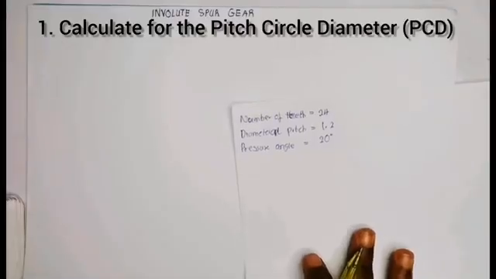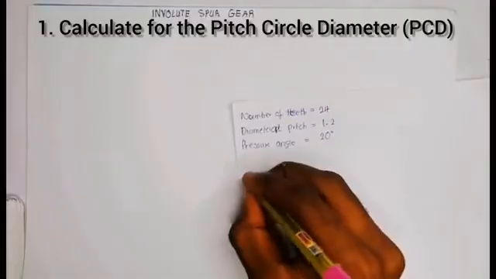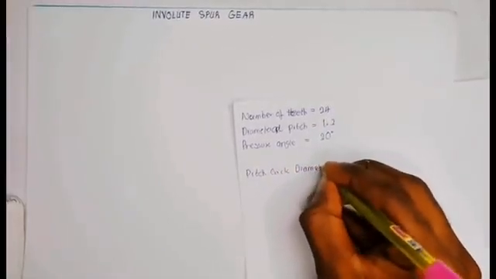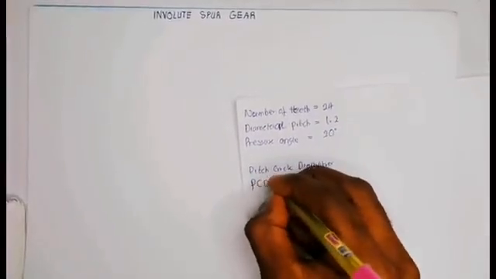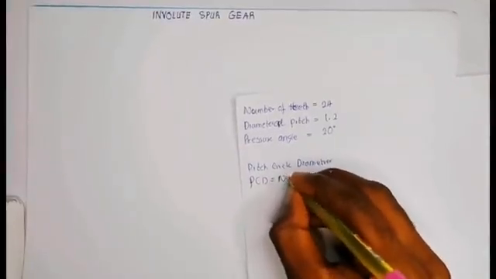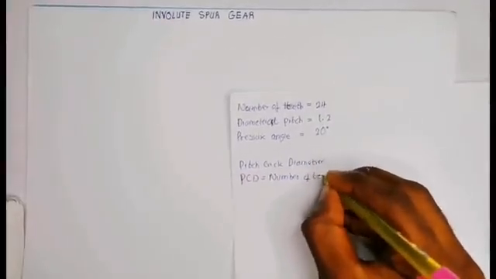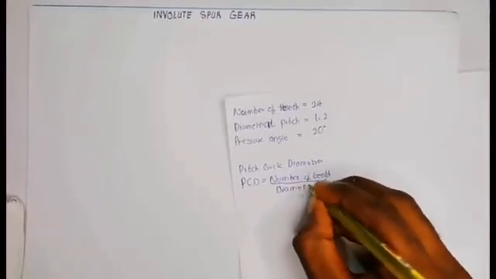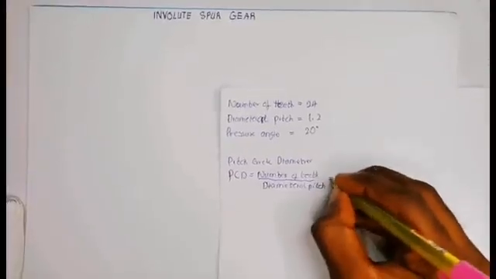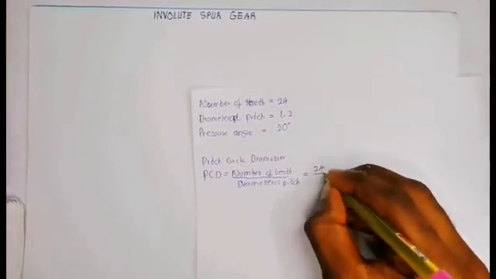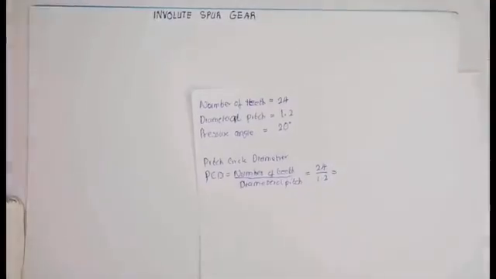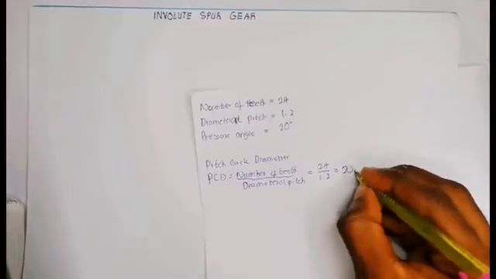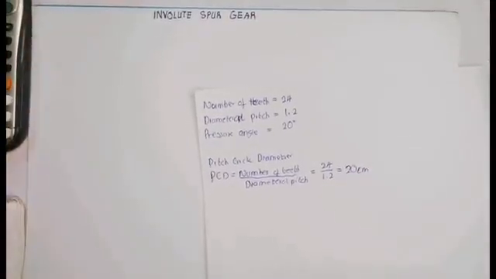So first of all, we calculate for our pitch circle diameter, which is the PCD. The formula is number of teeth over diametral pitch. Our number of teeth is given to us as 24 and our diametral pitch is 1.2. So calculate, 24 by 1.2 is 20 centimeter, as said in the question, taking centimeter as unit length.